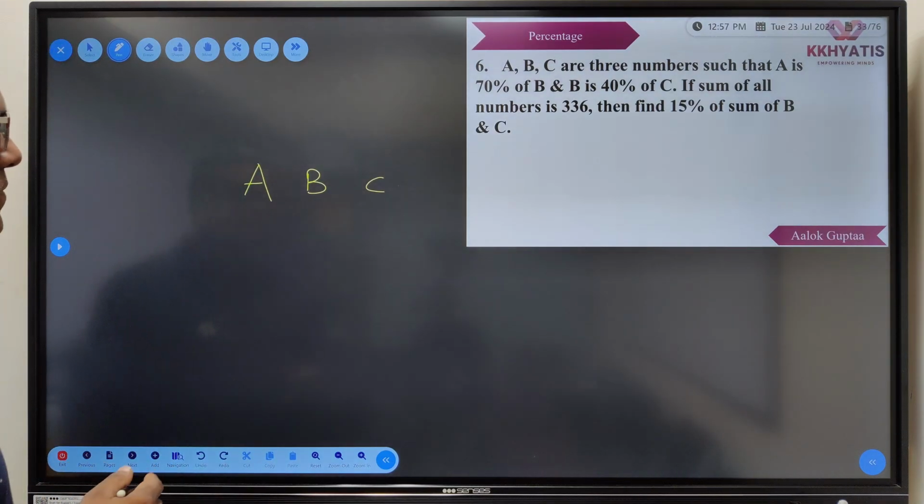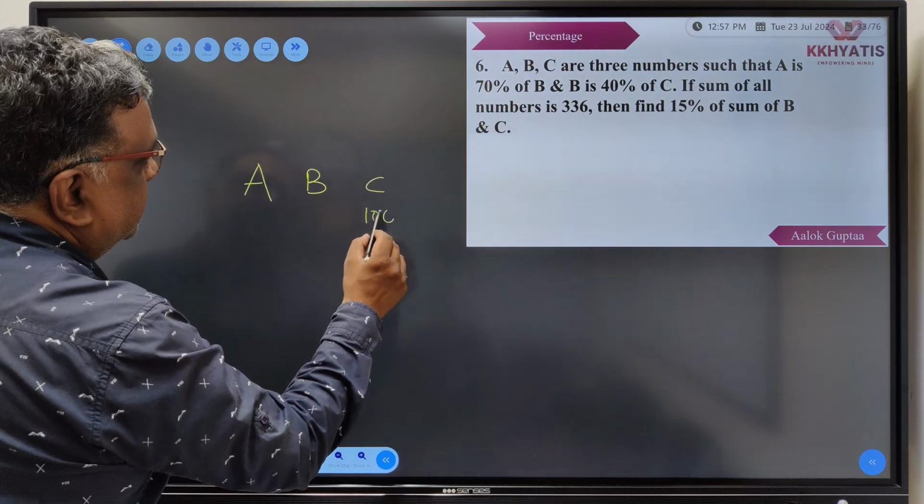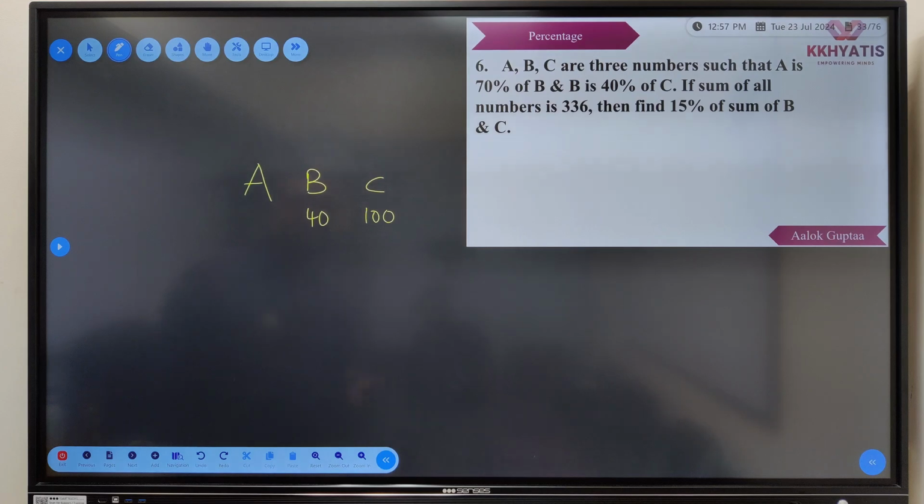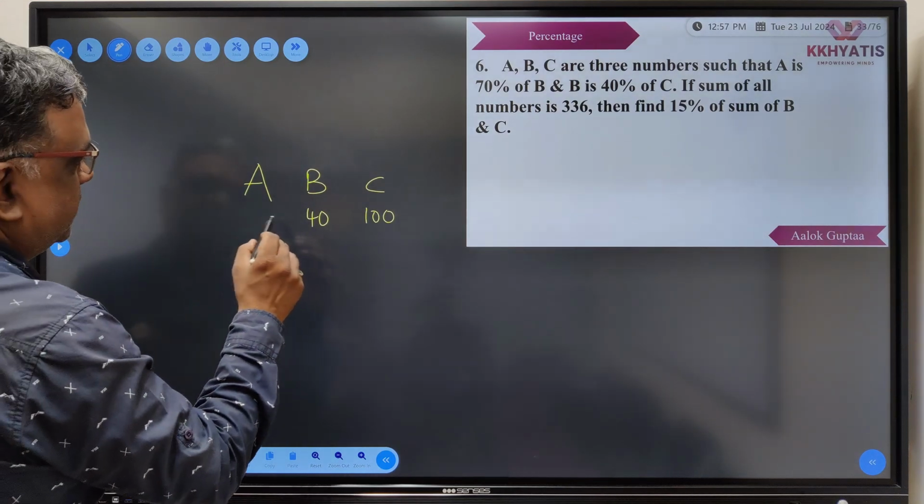B is 40% of C. So if C is 100, B is 40 because it is 40% of C. And A is 70% of B. So 70% of 40 is 28.